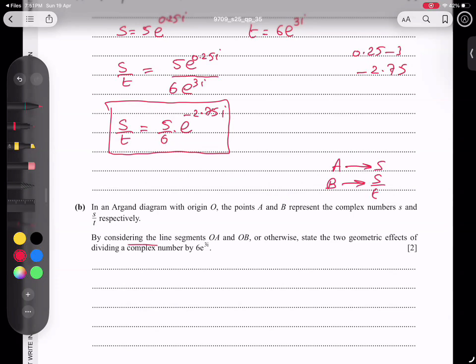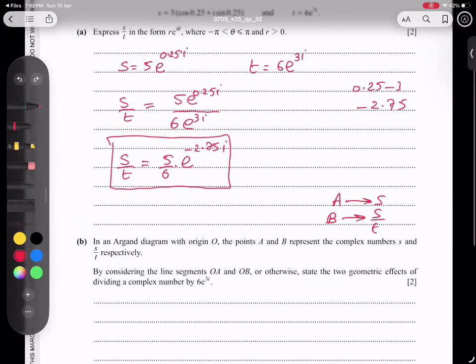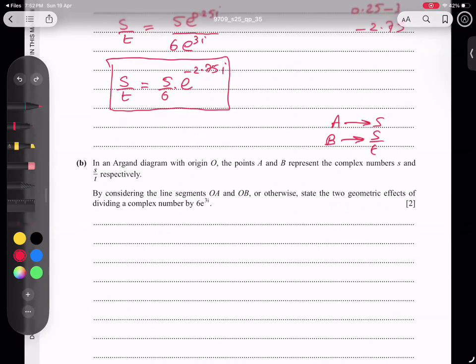And by considering the line segments OA and OB, it means we have to draw them and consider the length of the line segments. Otherwise, state the two geometrical effects of dividing the complex number by T. Basically, he's asking, when you divide here, what happens? What is the net effect that he's asking from us? As a teacher, my best suggestion is to draw a sketch, since a sketch makes the question easier.